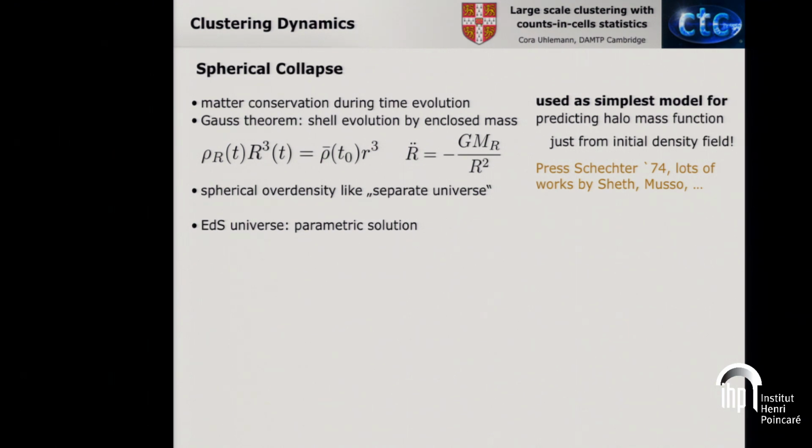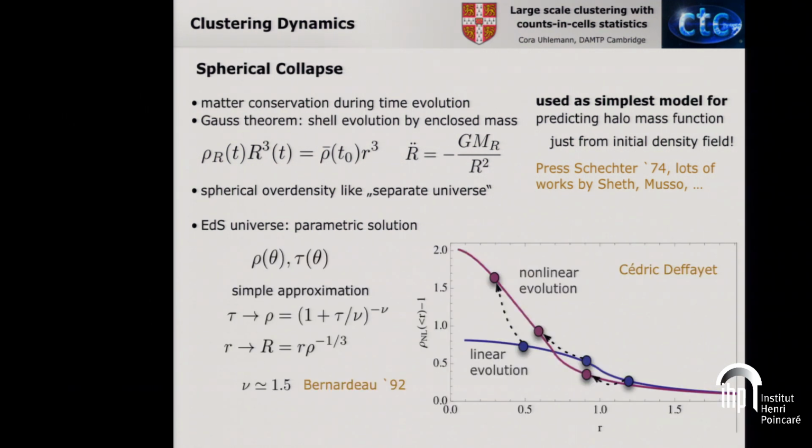So a quick reminder of why we like spherical collapse so much. The nice thing is it's basically just matter conservation, and the time evolution is completely specified by Gauss' theorem. So we can write down this evolution equation and we can actually solve it. And you know that in the Einstein-de Sitter universe we can find this parametric solution.